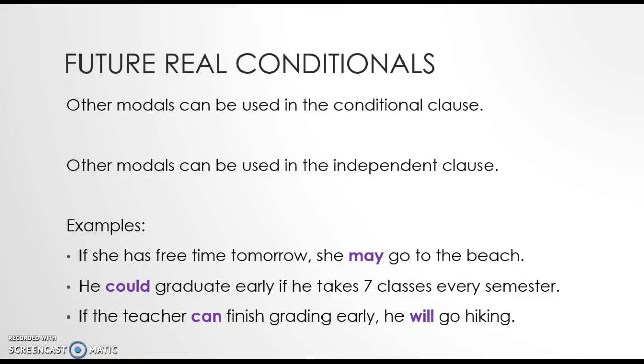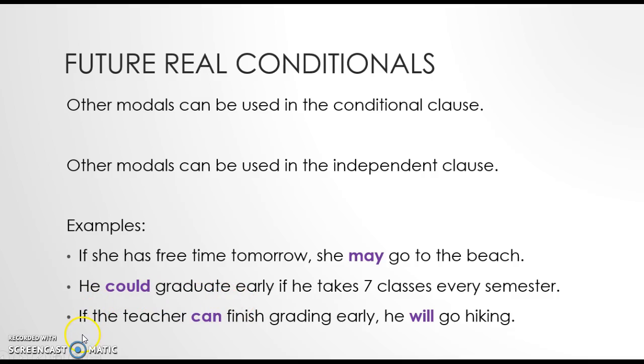With future real conditionals, we can also use other modals in the conditional clause and also in the independent clause. So for example, if she has free time tomorrow, she may go to the beach. So in the if clause, we have a simple present verb, has, but in the result clause, or the independent clause, we have the modal may, but it still refers to the future. In the second one, he could graduate early if he takes 7 classes every semester. So we have the condition, if he takes 7 classes every semester, takes is a simple present verb, and the result is he could graduate early.